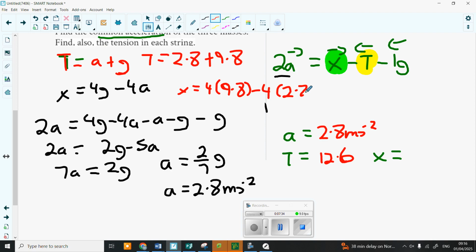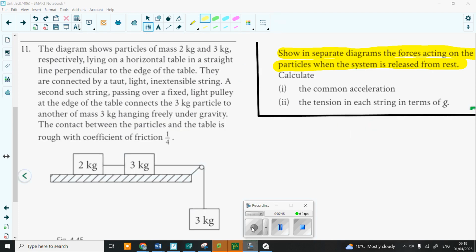And then X is 4G, so X is 4 times 9.8, take away 4 times 2.8. Then we get 28 for that. 28 newtons, because it's a force.